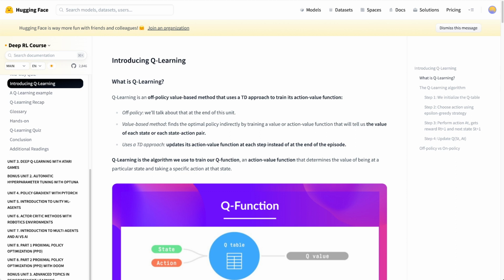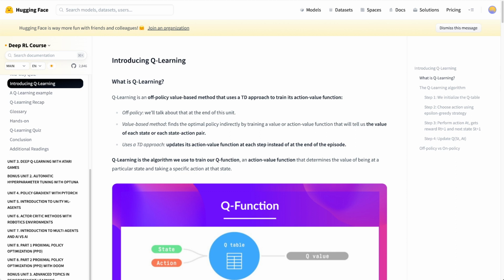A value-based method finds the optimal policy indirectly by training a value or action-value function that will tell us the value of each state or each state-action pair. It uses a TD approach, which updates its action-value function at each step instead of at the end of the episode. Perfect, we just learned about this.